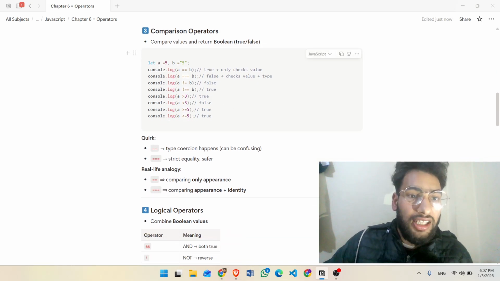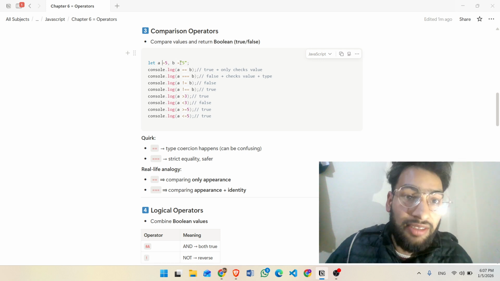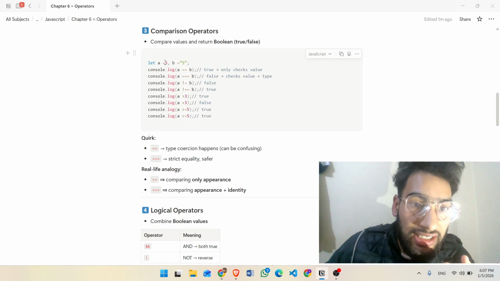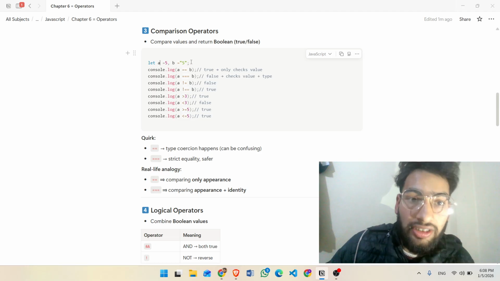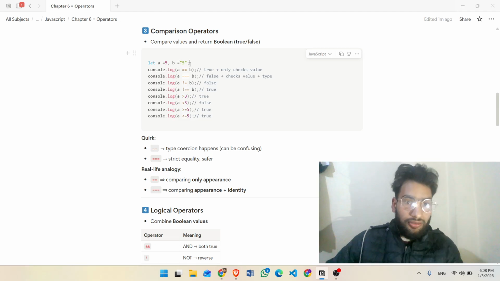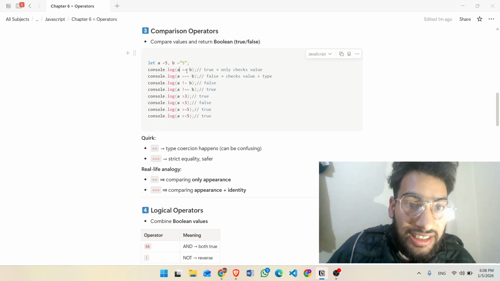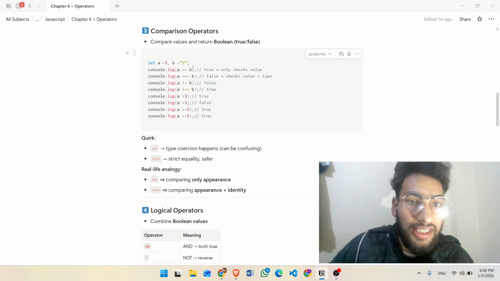Let's see. If the value of a is 5 and b is also 5, but here a is a number, an integer value, and b is a string. Then if we operate a is equal to b, it gives true. Why?